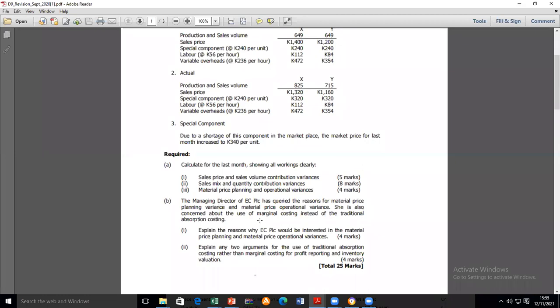She's also concerned about the use of marginal costing instead of the traditional absorption costing. Explain the reasons why a company would be interested in the material price planning and material price operational variances. Now I've got a lot of things to say here. Can we have a comment from one of you? Why should we split the variance like this?